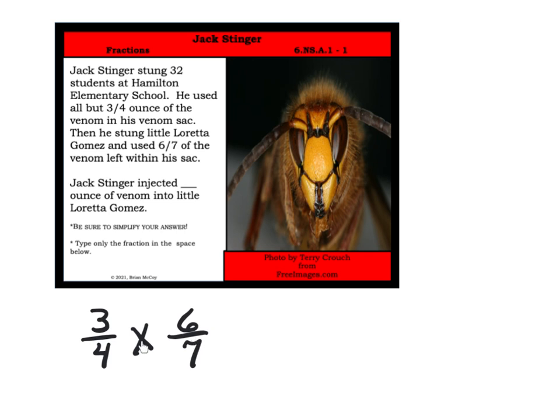Now, when you're multiplying fractions like these, you simply multiply your numerators and you multiply your denominators. Let's go ahead and do that right now. We've got 3 times 6, which is going to give you 18. So I'm going to write 18 up here for my numerator. And then now here we've got 4 times 7, which is going to give you 28. So I'm going to drop the 28 right there. And this right here is your actual answer. It's just not simplified. 18/28 of an ounce of venom. And that's how much he injected into little Loretta Gomez, poor little girl.